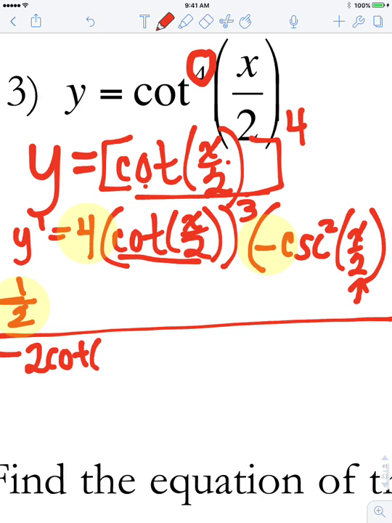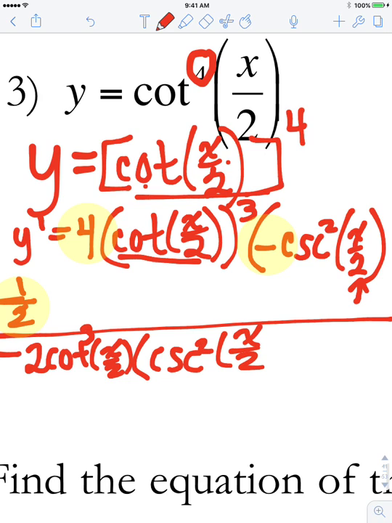Times cotangent of x over 2, the whole thing being, you know what, I'm going to put it to the third power the way textbooks would. So that's a 3, everyone. Cotangent cubed of x over 2 times, remember we already put the negative in the front, cosecant squared of x over 2. And that's it. We're done. Okay, let's move on to number 14.